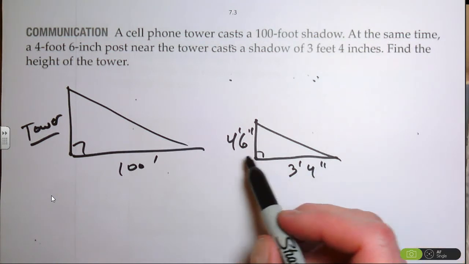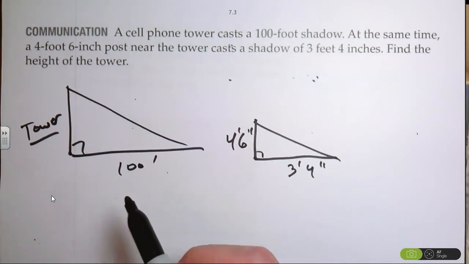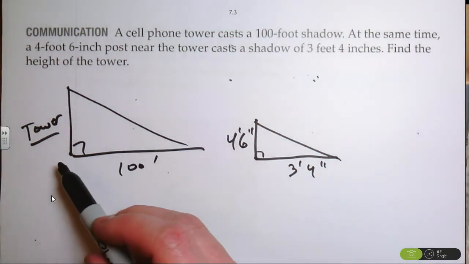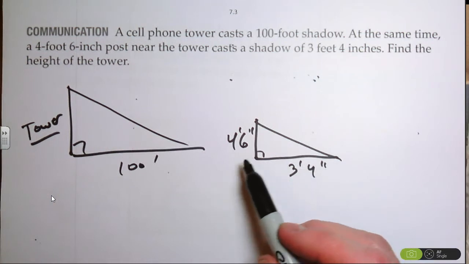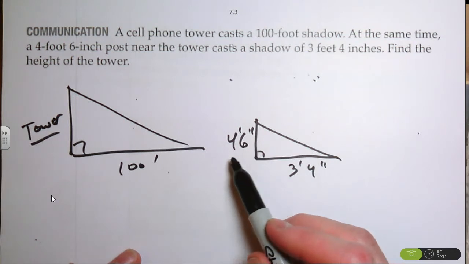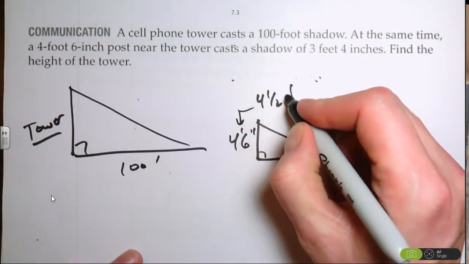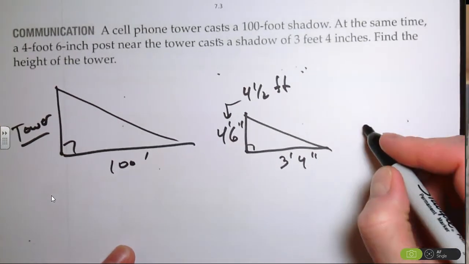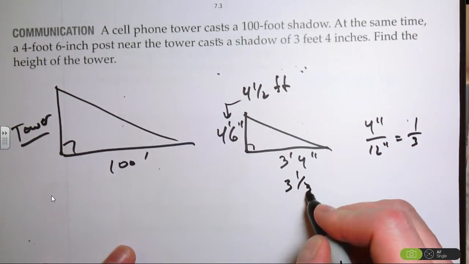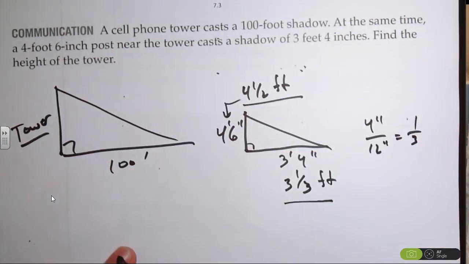Now, what makes this one so difficult, though, is that this is feet and inches, feet and inches. This is just feet. You could convert all of them to inches and then reduce it back to feet, because we're going to want to know the tower in feet. We're not going to want to find it in inches. The other thing you could do is say, well, 4 foot 6 inches, well, 6 inches is half a foot. So this is 4.5 feet. Four inches, well, 4 inches out of 12 inches is 1/3. So this is 3 1/3 feet. There we go. 4.5 feet, 3 1/3 feet.